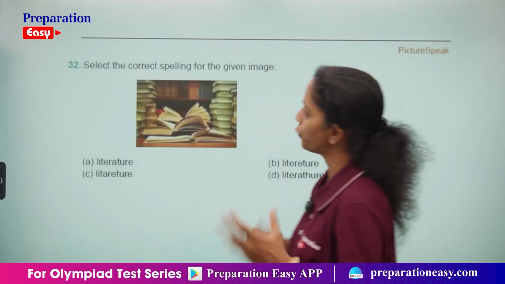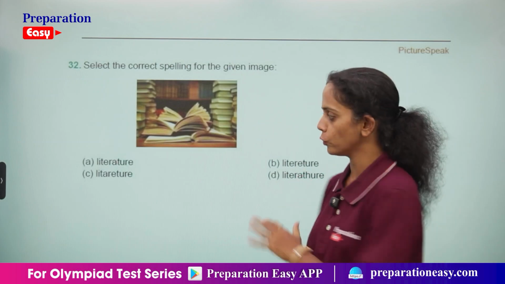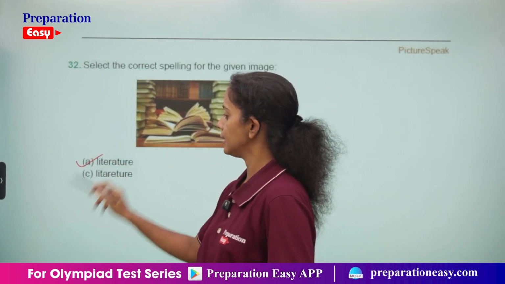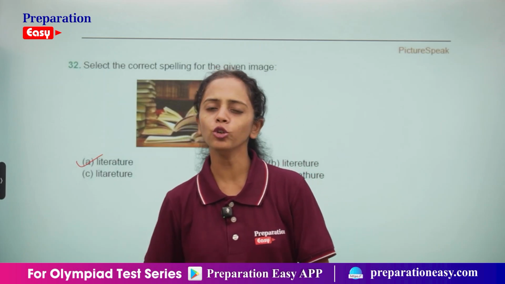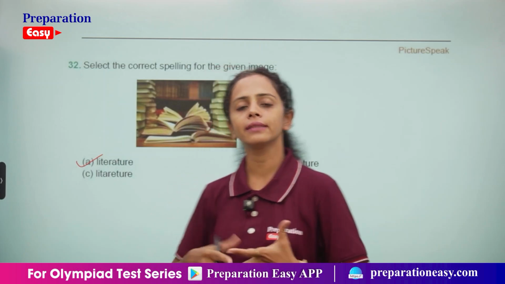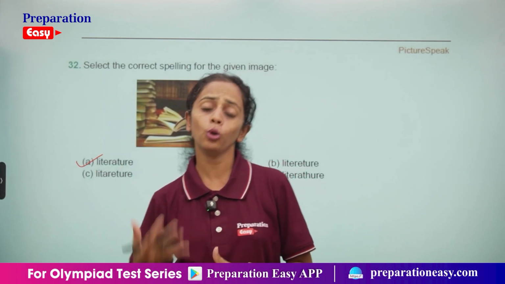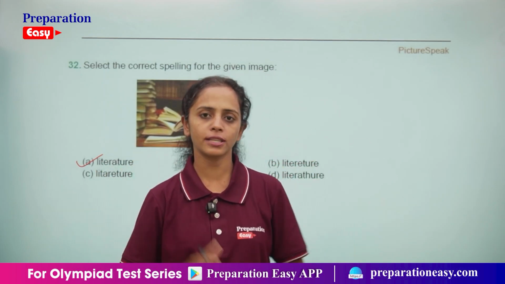Next picture is of different kinds of books. There are books over here. So it's literature. The right spelling is L-I-T-E-R-A-T-U-R-E. What do you mean by literature? Literature means there are different kinds of books written on poems, different kinds of stories, poets, writers. These kinds of books are known as literature.